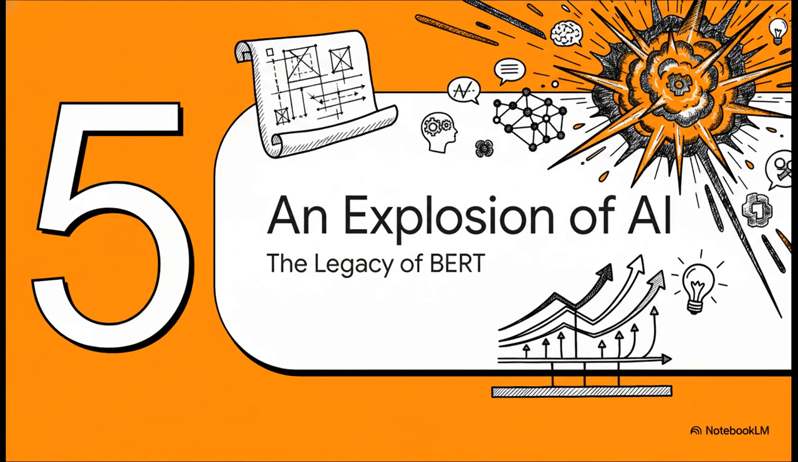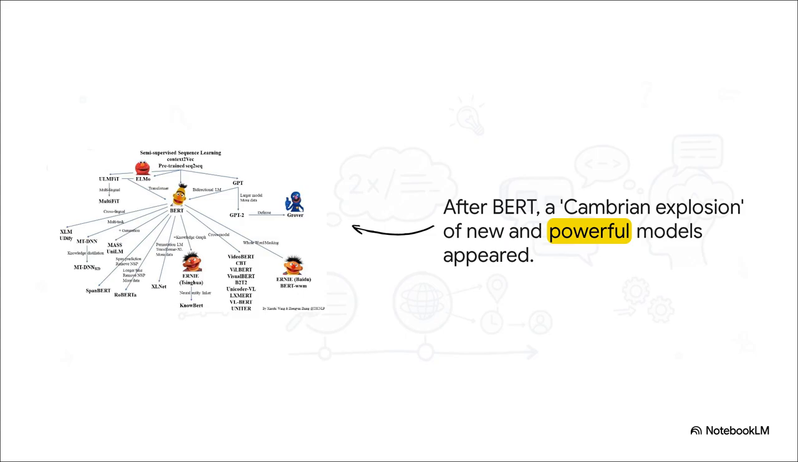So the breakthroughs of ELMo and especially BERT, they didn't just create a single better model, they provided a recipe, a blueprint for how to build powerful language AI. And what happened next was just an explosion of innovation. Hey, remember this chaotic chart from the beginning? It should make a lot more sense now.